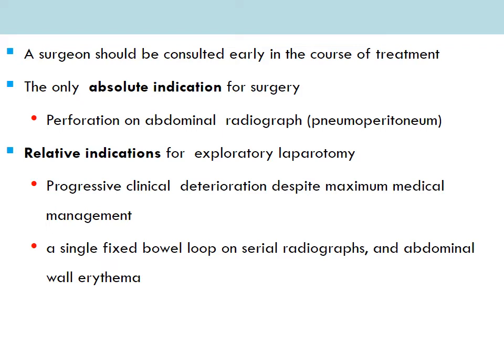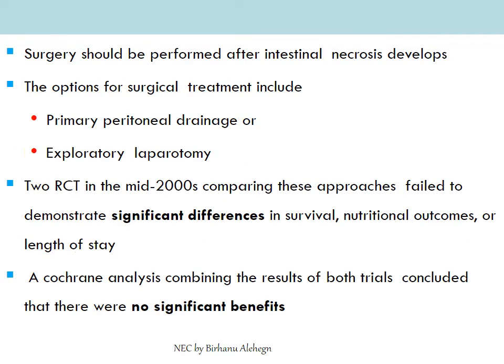The only absolute indication for surgery is evidence of perforation on abdominal radiograph. Pneumoperitoneum is present in less than half of infants with perforation or necrosis at operative exploration. Progressive clinical deterioration despite maximum medical management, a single fixed bowel loop on serial radiographs, and abdominal wall erythema are relative indications for exploratory laparotomy. Ideally, surgery should be done after intestinal necrosis develops but before perforation and peritonitis occur. The optimal surgical approach, however, remains controversial.